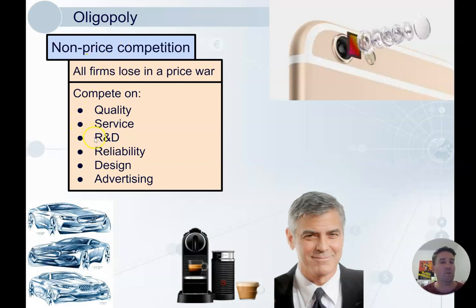They compete on service, R&D, I should put that in full, research and development, so making a better product, that sort of thing, reliability, design, and advertising. So often these firms, they'll use celebrity endorsements. So you've got George Clooney here promoting the Nescafe coffee pod machines.